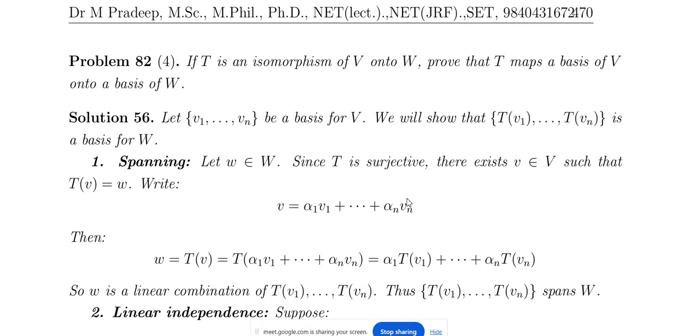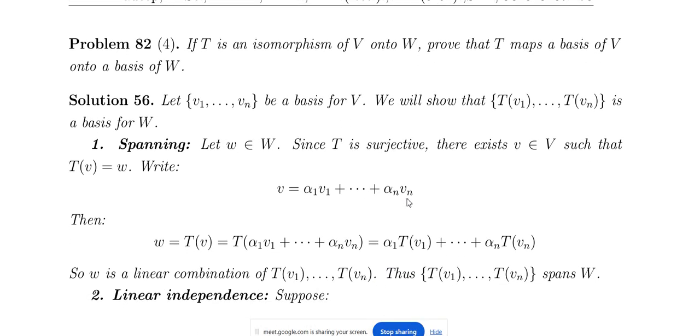Another result: T is an isomorphism of V onto W. Then T maps the basis of V to a basis of W. Okay, T is an isomorphism of V onto W, which means T maps a basis of V onto a basis of W. Okay, this is also very important.